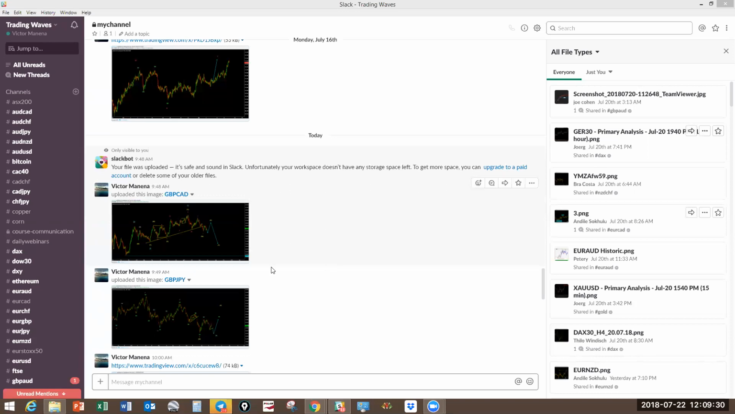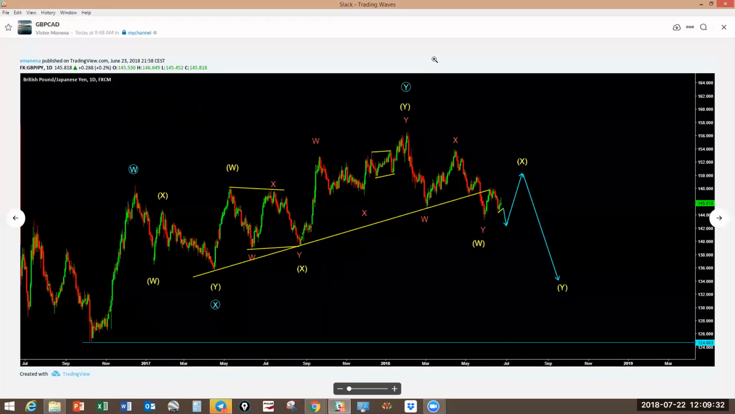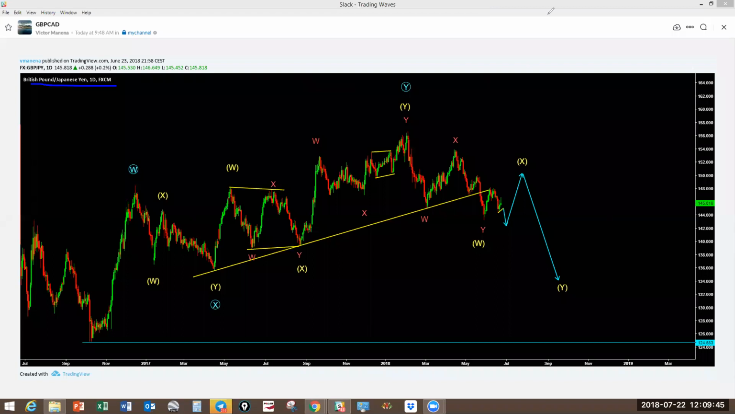One of the trades that we have been looking at is pound. This is not pound, this is pound CAD. This is actually a mistake here. It should have been pound JPY. It's actually pound JPY, that's my labeling there. So it's pound JPY. If you look on the daily, this is a daily chart.